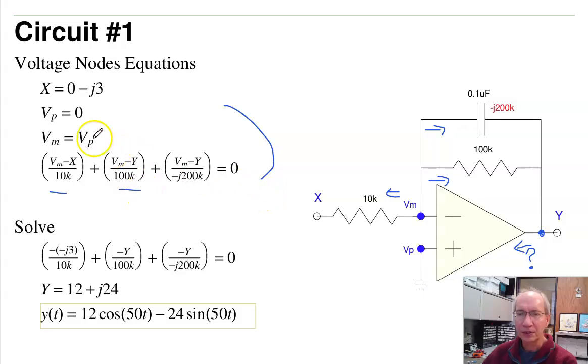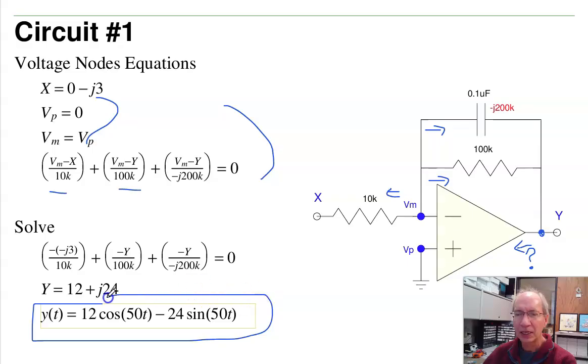So doing that, I'll substitute in for x, V plus equals 0, so V minus equals 0. I get 1 equation, 1 unknown, solve for y. And here's the answer in phasor form. Here's the answer in time form. That's one way to do it, voltage nodes.